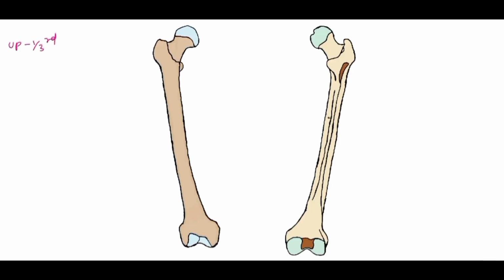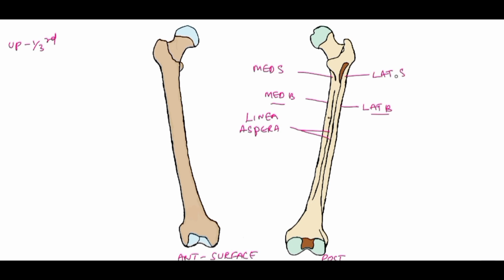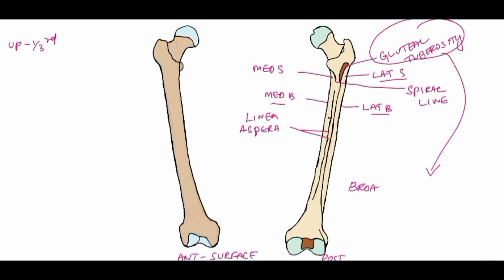Upper one third of the shaft: the two lips of the linea aspera diverge to the posterior surface. The upper one third of the shaft has four borders: medial, lateral, spiral line, and lateral lip of the gluteal tuberosity, and four surfaces: anterior, medial, lateral, and posterior. Gluteal tuberosity: a broad roughened ridge on the lateral part of the posterior surface.